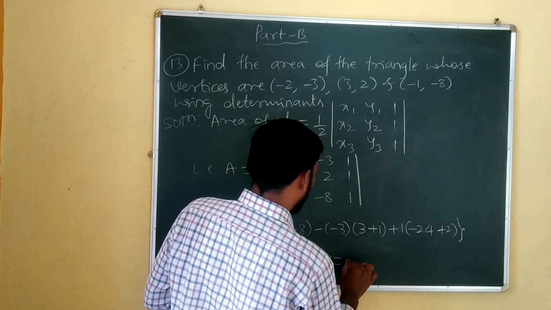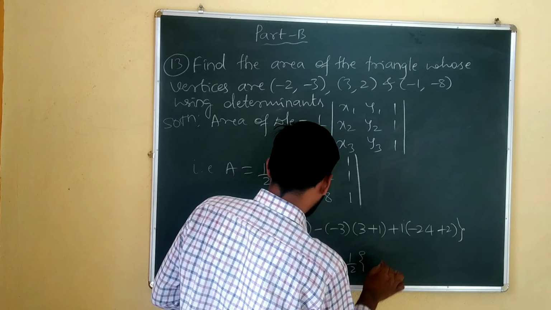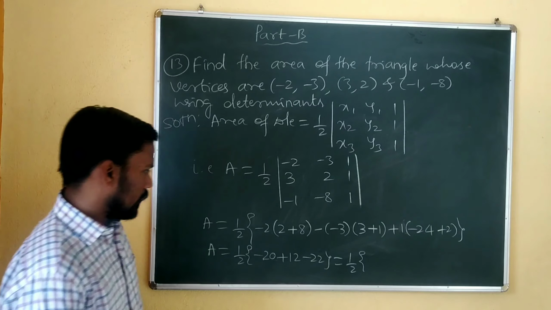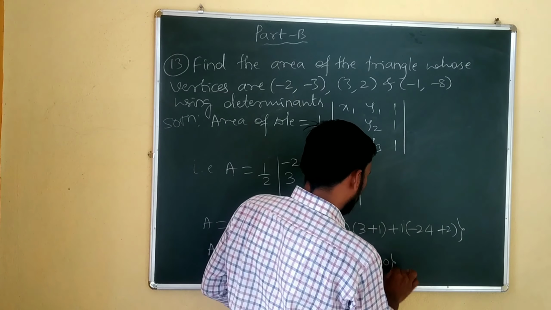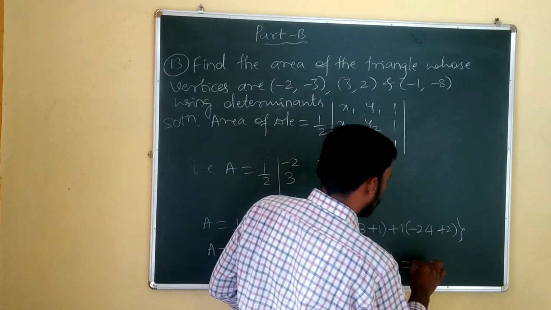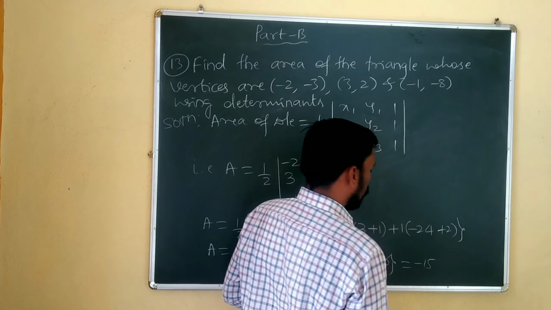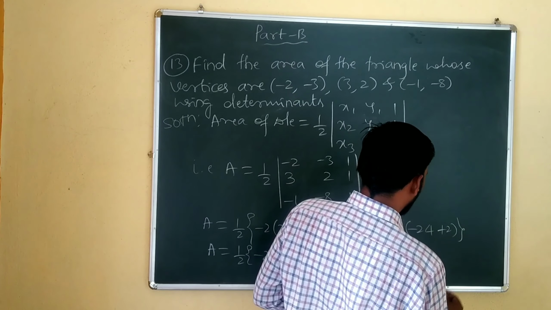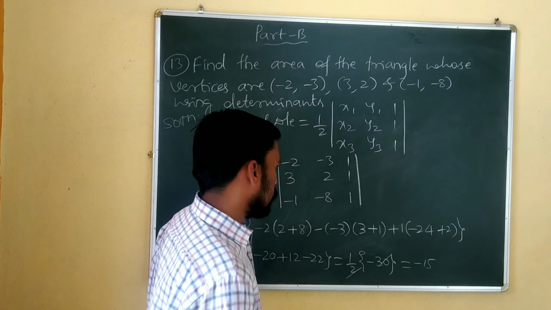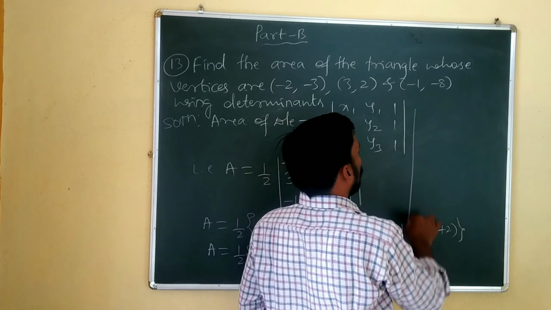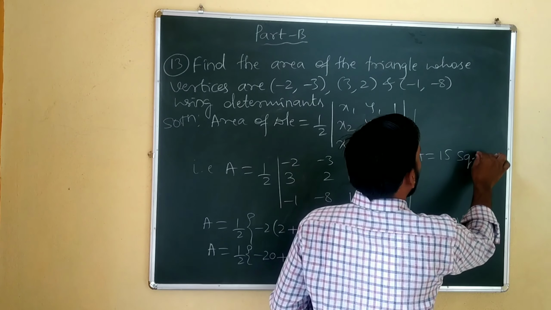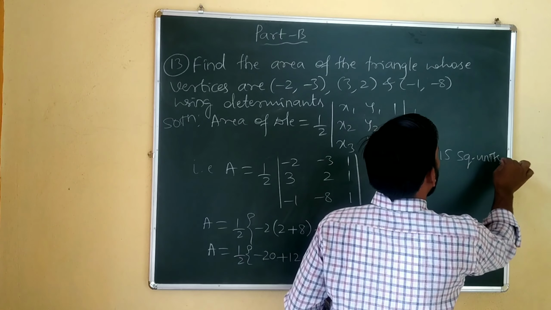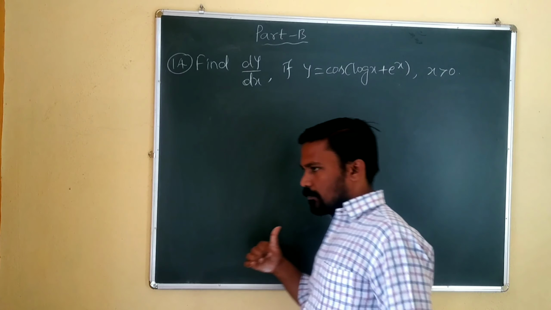That is equal to half into minus 20 minus 22, minus 42 plus 12, minus 30. So that is equal to, the cancellation is minus 15. So area is always positive, so that is why you have to keep it in positive form. Say area A is equal to 15 square units. Next question, question number 14.